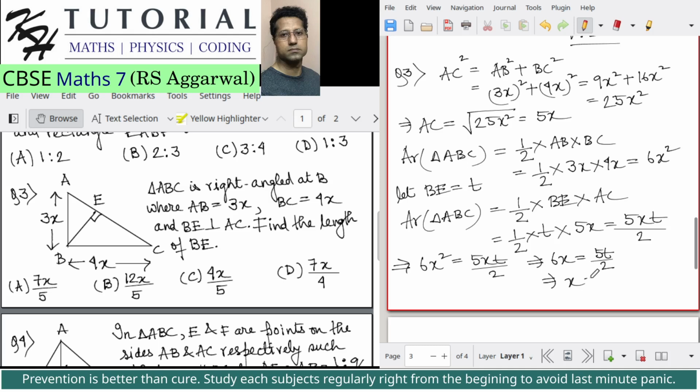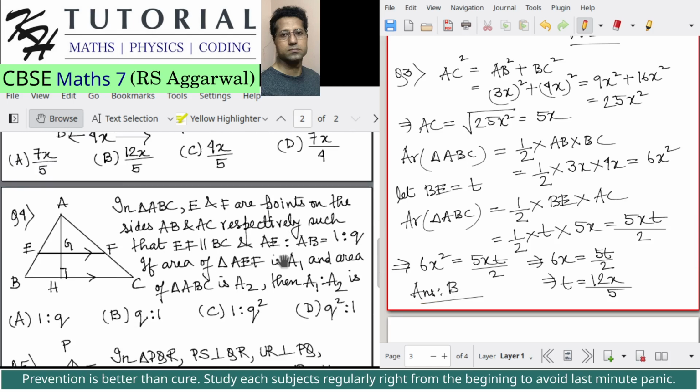This implies x is equal to 5T by 2 multiplied by 1 by 6, which is equal to, sorry, I have to find T, not x. Okay, so this means T is equal to 12x by 5. So the length of BE is 12x by 5, and hence the correct choice is B. B is the correct choice.